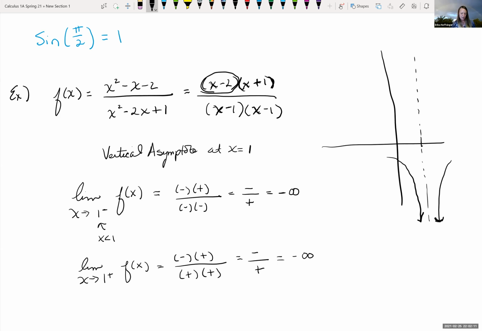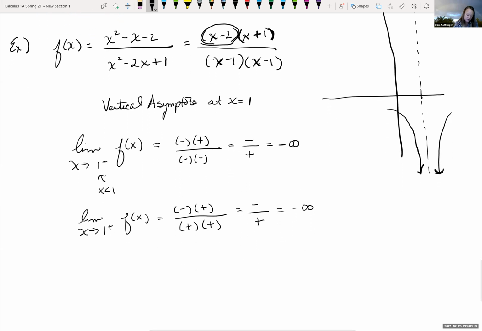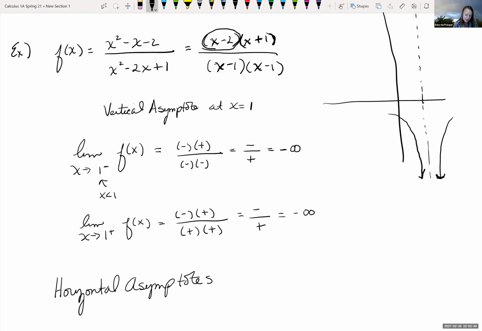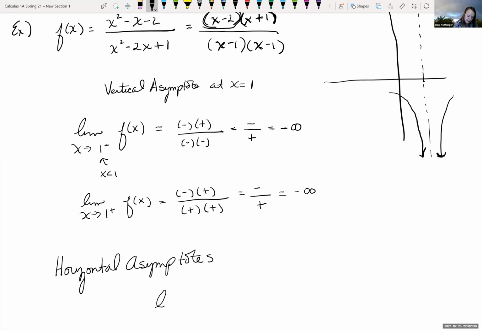So that's what we know about the vertical asymptote, but now looking at the horizontal asymptote. Remember, it depended on the degree of the numerator and denominator. Another way that we could look at asymptotes was looking at the limit as x goes to positive infinity and the limit as x goes to negative infinity.